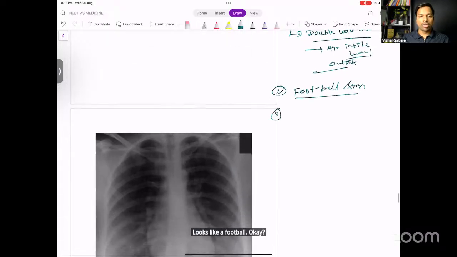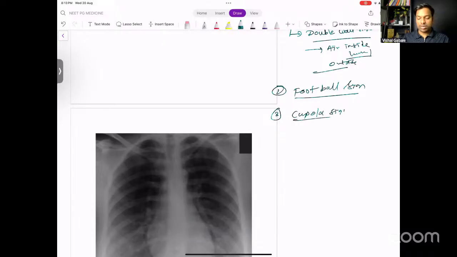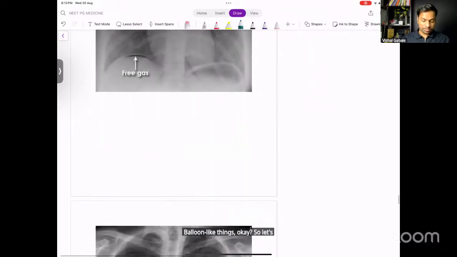Then third is the cupola sign. The cupola sign is also the same. Air under, basically air in the diaphragm. Below the diaphragm, the big air balloon-like thing. Okay, so let's see this one now.